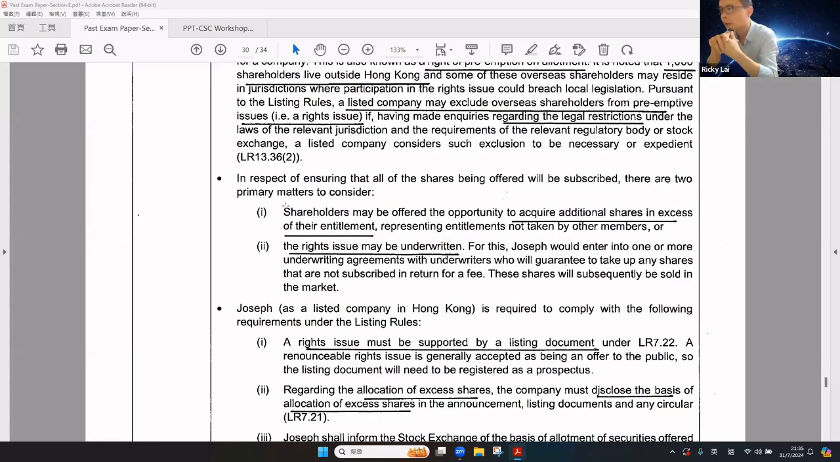To ensure all the shares being offered will be subscribed, there are two primary methods. The shareholders may be offered the opportunity to acquire additional shares in excess of their entitlement, representing entitlements not taken up by other members, or the rights issue may be underwritten. The company could enter into one or more underwriting agreements with underwriters who will guarantee to take up any shares that are not subscribed, in return for a fee. Then the shares will be sold in the stock market.